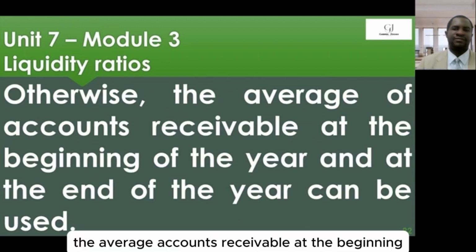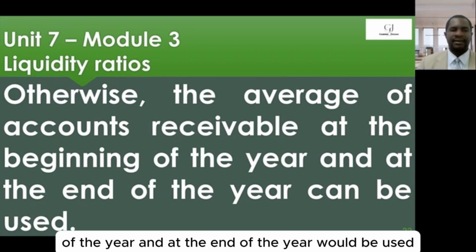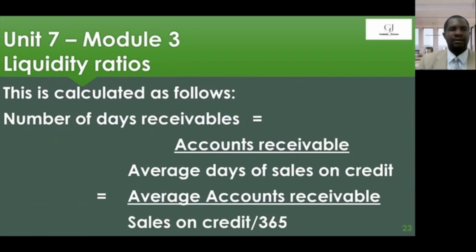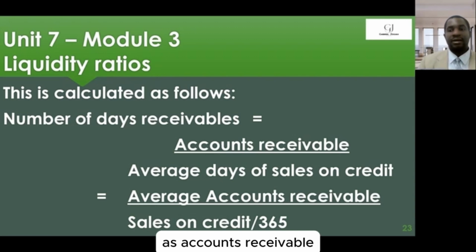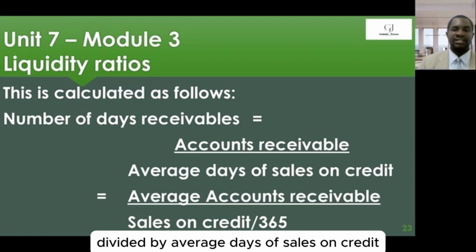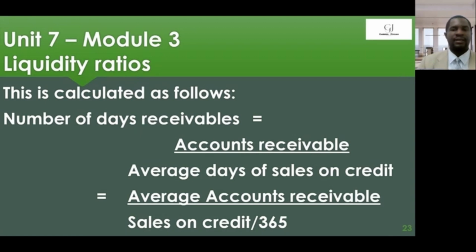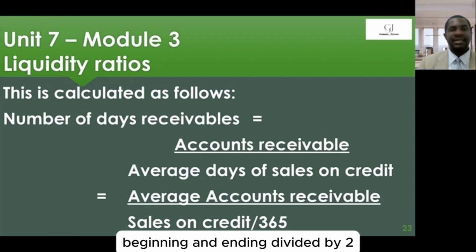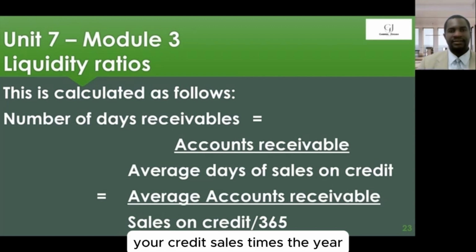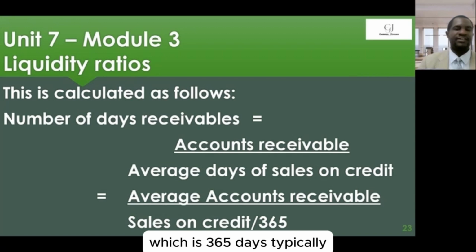Otherwise, the average accounts receivable at the beginning of the year and at the end of the year would be used. Now, we calculate the number of days for receivables as accounts receivable divided by the average days of sales on credit, which culminates in your average accounts receivable, beginning and ending divided by 2, and you have the denominator as your credit sales times the year, which is 365 days typically.